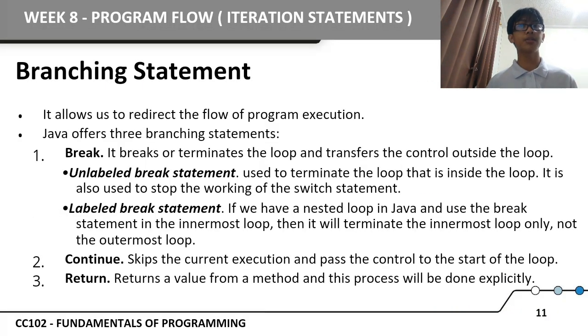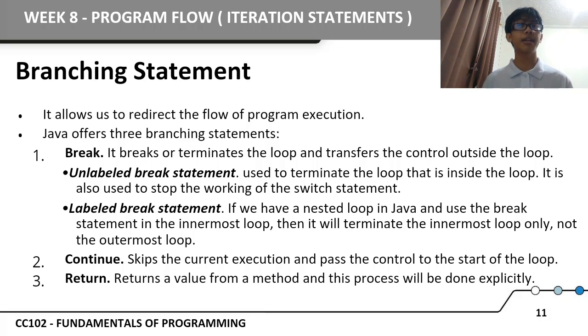Now let's move on to branching statements. Branching statements in Java are used to control the flow of execution in a program, allowing it to move to different parts based on specific conditions or requirements. Java provides three main branching statements. We have break, continue, and return.